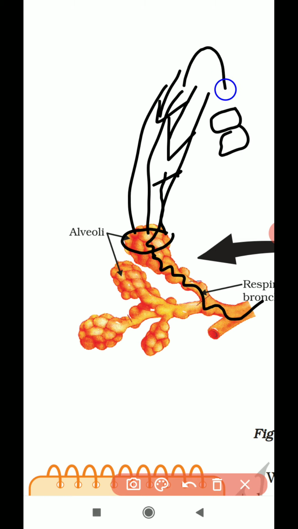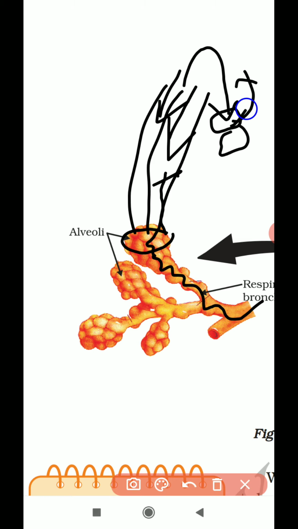While it transports the oxygen to every cell of the body, the cells in turn return the carbon dioxide which is produced during cellular respiration, isn't it? Pyruvate will be broken down into carbon dioxide, water and energy. Water is required, energy is required, but carbon dioxide is not required, isn't it? So that carbon dioxide should be removed from the cells.